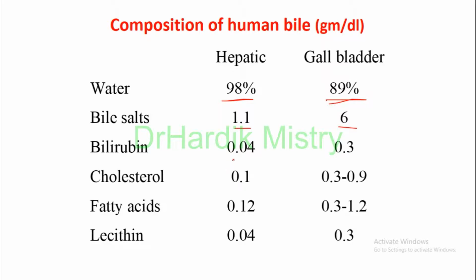Bilirubin 0.04 and inside the gallbladder 0.3. Cholesterol 0.1 in the hepatic and 0.3 to 0.9 in the gallbladder. Fatty acid 0.12 inside the hepatic and 0.3 to 1.2 inside the gallbladder. Lecithin 0.04 in the hepatic and inside the gallbladder it is around 0.3.